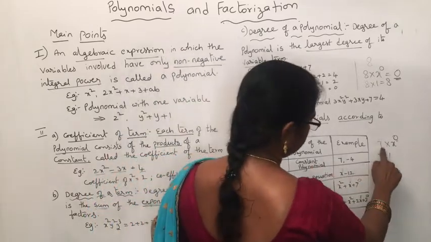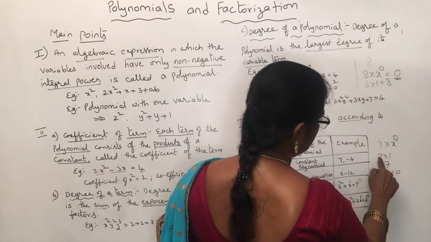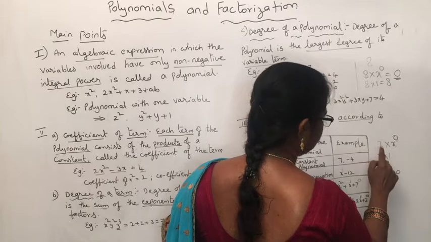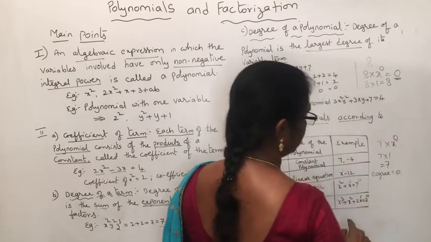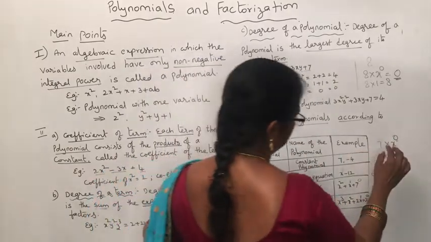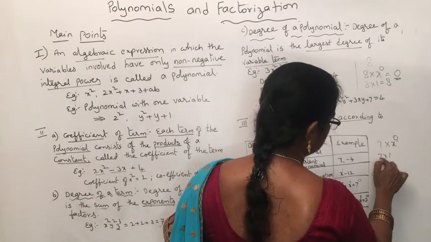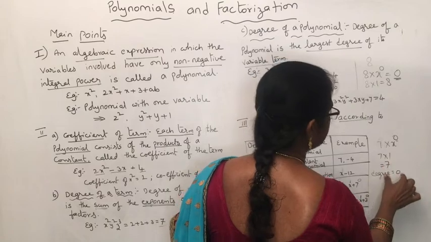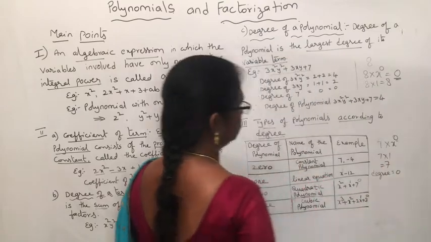See, a constant means the constant into x to the power of 0. We can write 7 as 7 into x to the power of 0, because anything to the power of 0 is equal to 1. 7 times 1 is 7. Then the degree is 0. So a constant's degree is always 0.